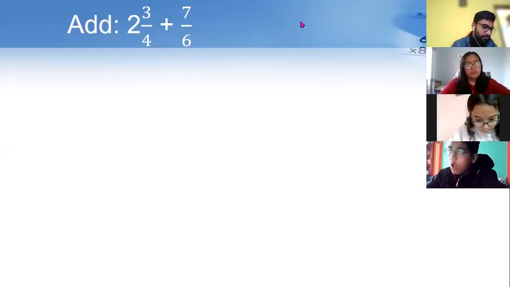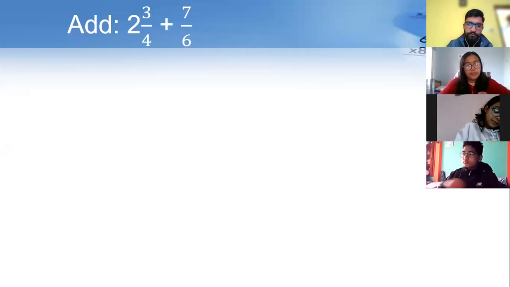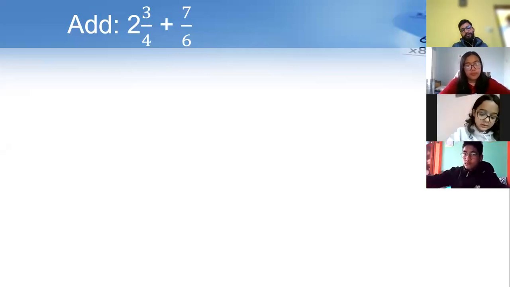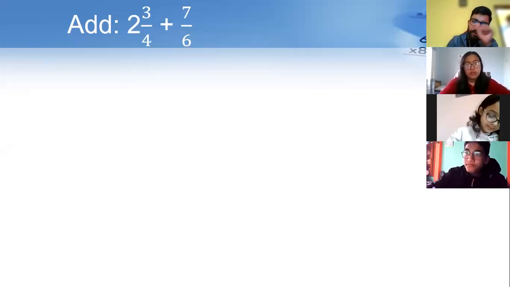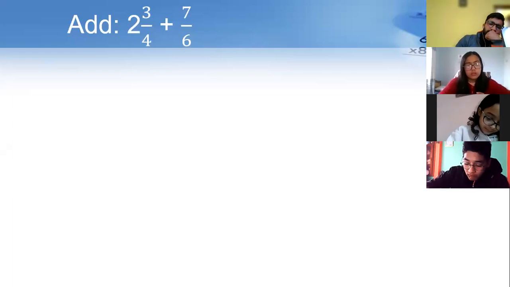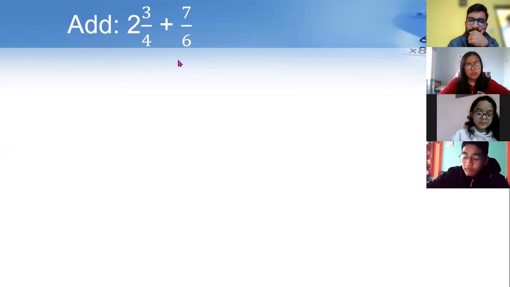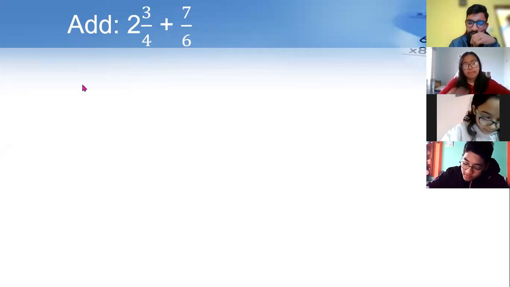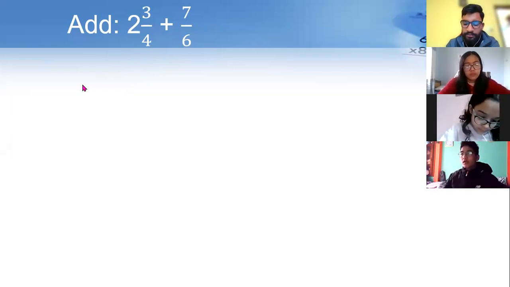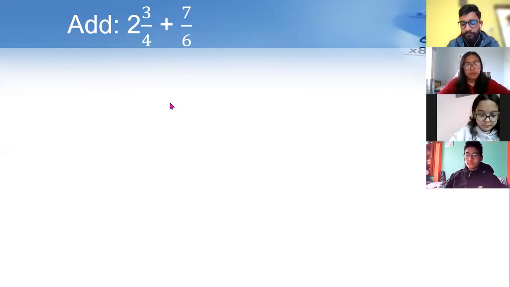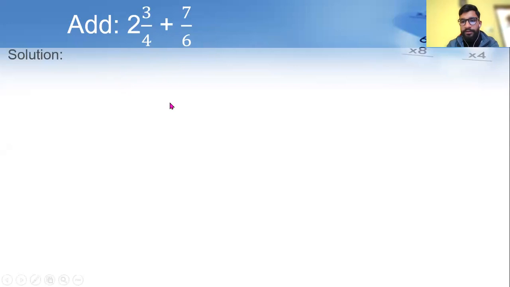How to add this now? One is given here in the form of a mixed numeral, another is given here as an improper fraction, right? So how to add these fractions? Look here. To add these fractions, first of all, let's write the solution and copy the question.